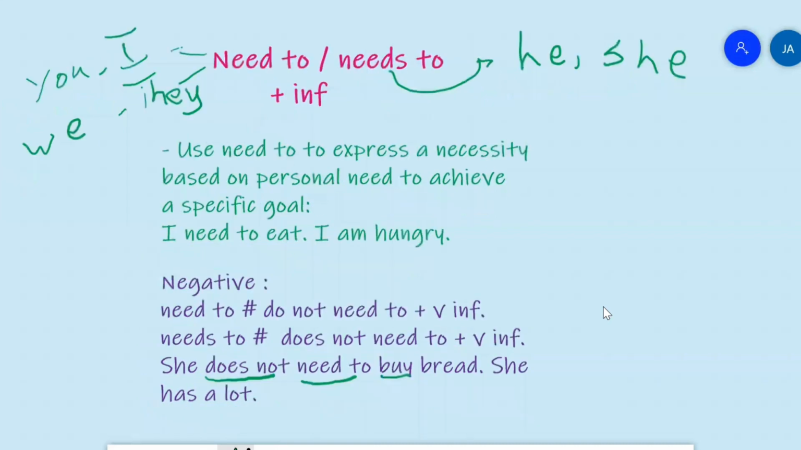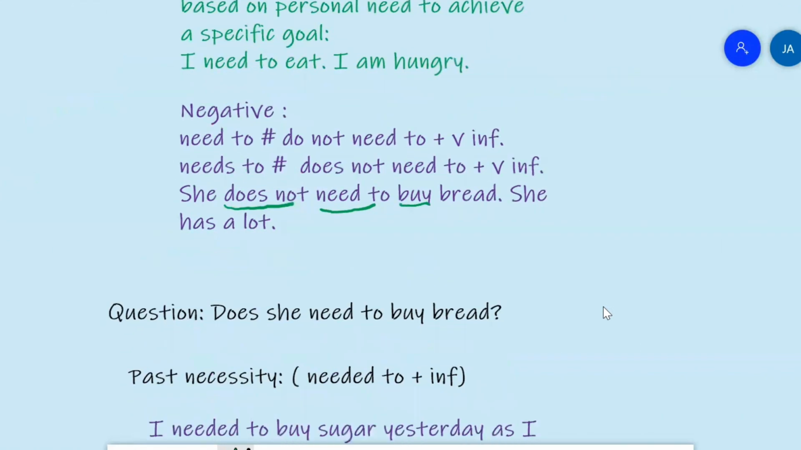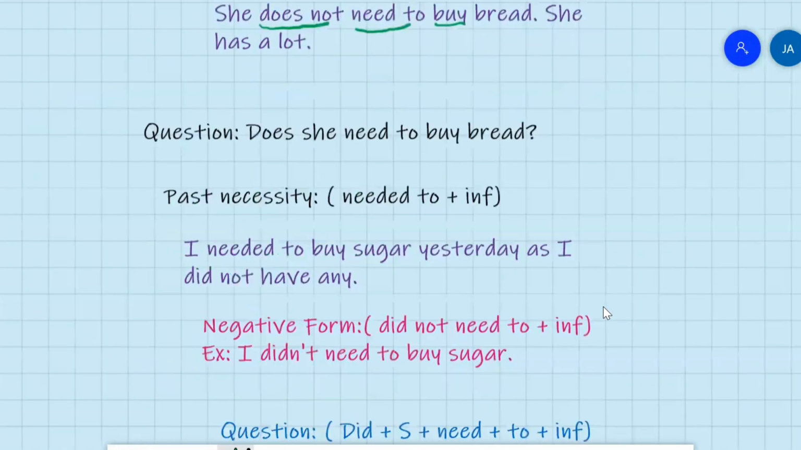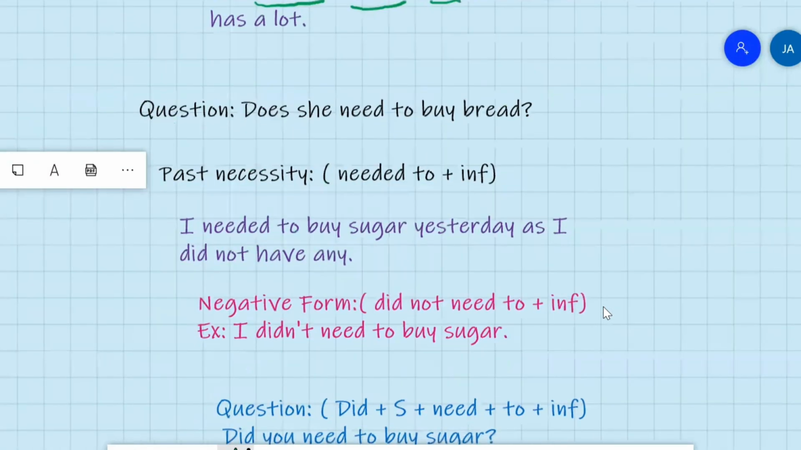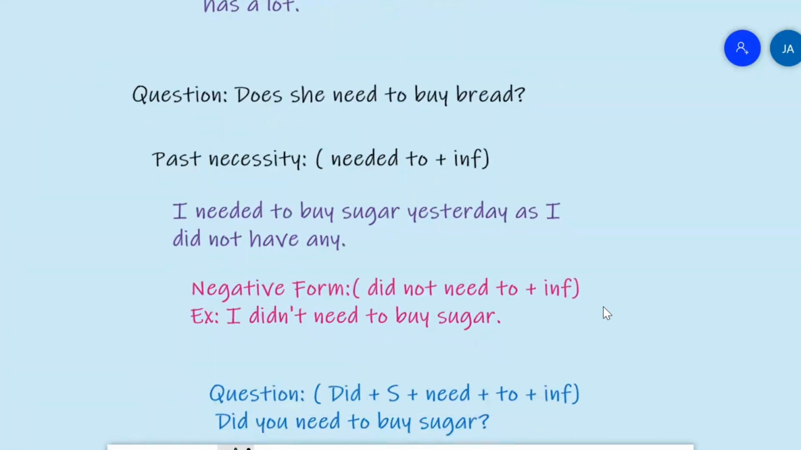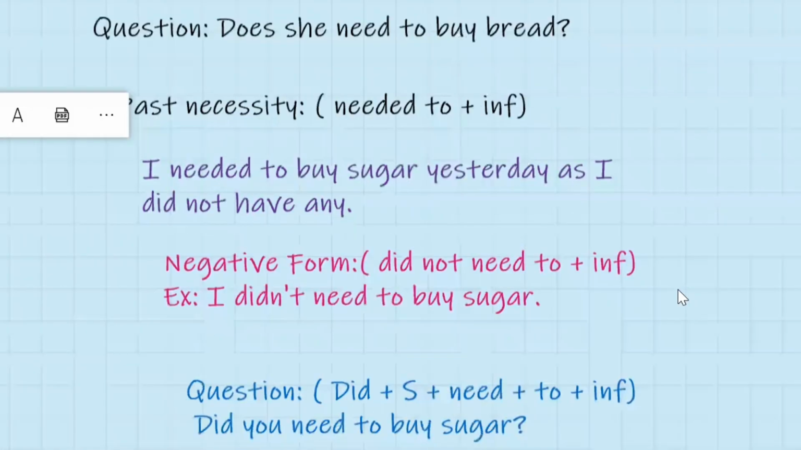And if we wanted to talk about the question using need, as we said before regarding have and has to, these are simple present verbs. So with need, we can use the helping verb do, and with needs, we can use the helping verb does. And if we want to change into negative, does not with needs and do not with need.